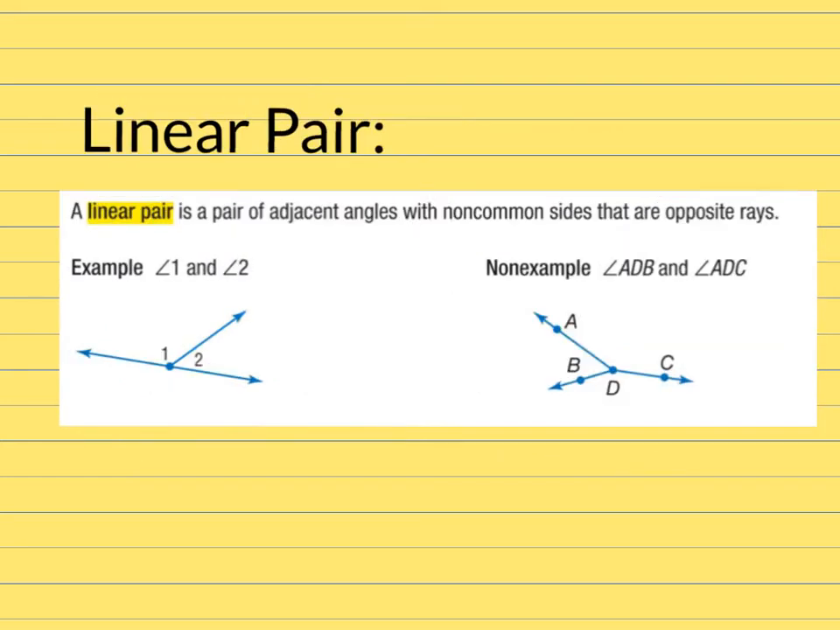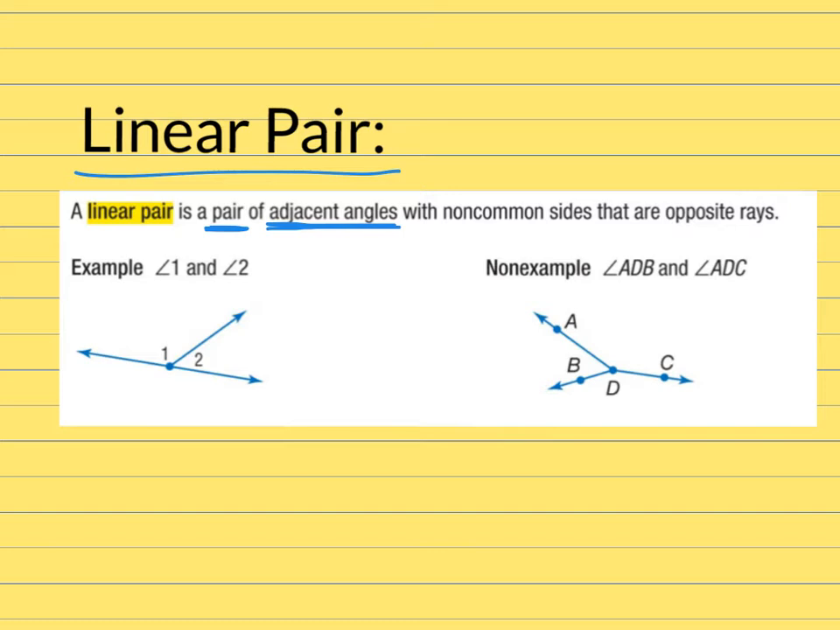The next word I need you to know is linear pair. A linear pair is a pair of angles, that's two angles, adjacent angles, with the non-common sides that are opposite rays. So I have a pair, angle 1 and angle 2 are a linear pair. Angle 1 and angle 2 are adjacent.